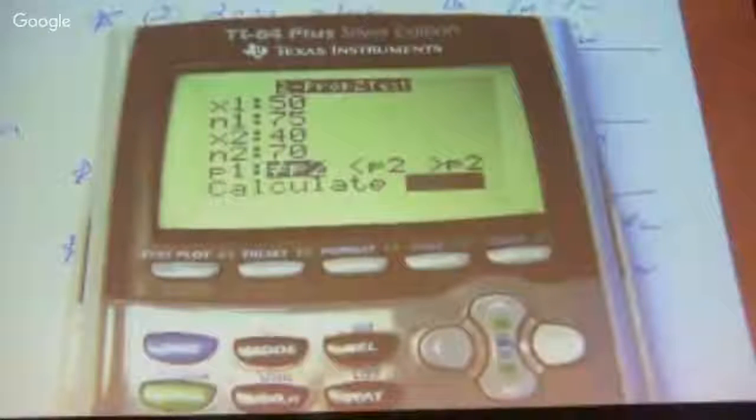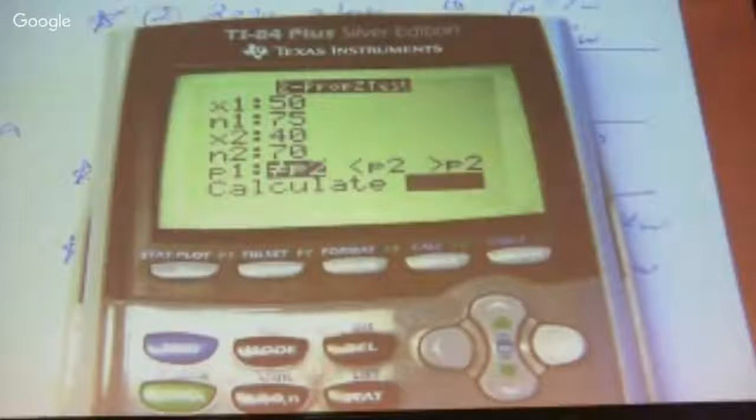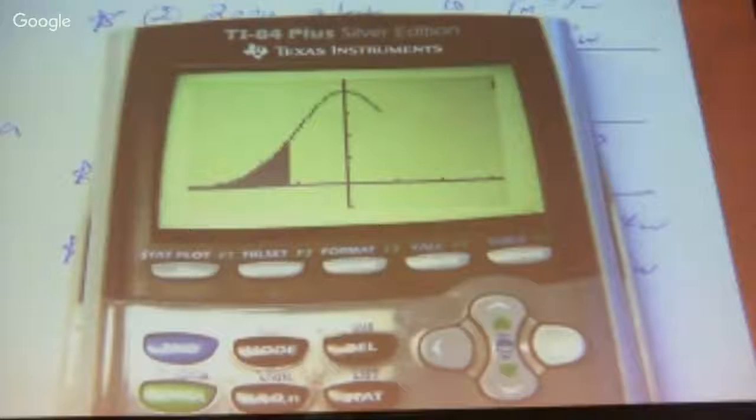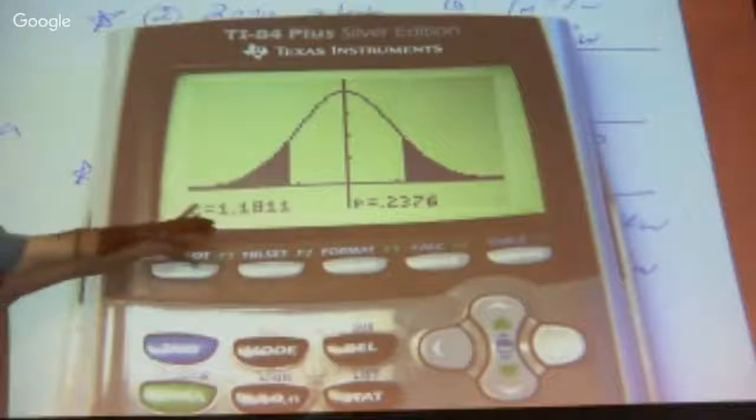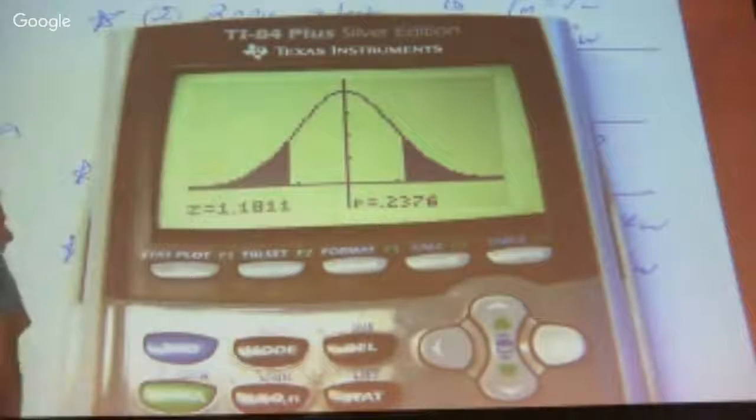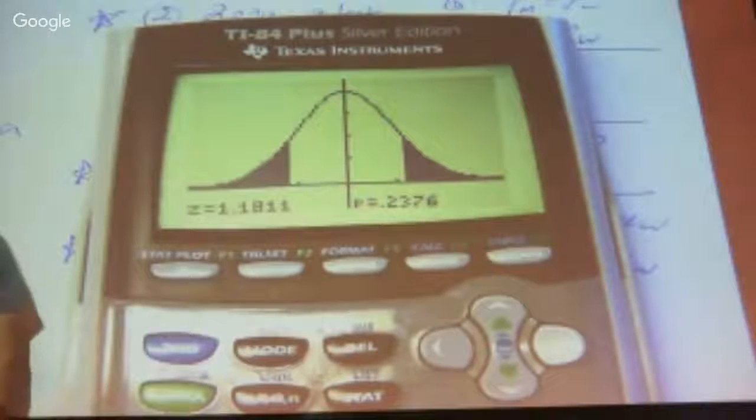Then we go to draw. And that's going to automatically do both sides for us. And we get our p-value. Okay, so it's the same picture we draw by hand. You can look in the z table to find the one side, multiply by 2. But our p-value is 0.23.